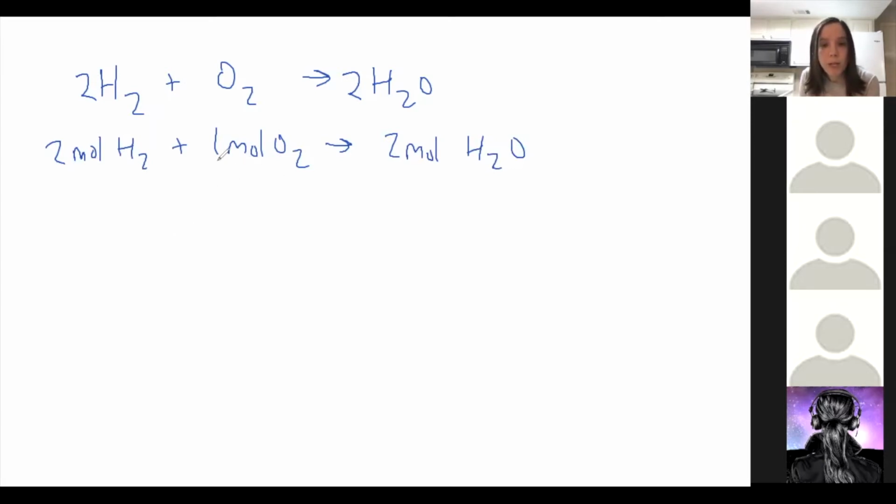We can also relate these as ratios. And what we can say is that for every 2 moles of H2, we need 1 mole of O2. So for every 2 moles of H2, we need 1 mole of O2. That's what's called a molar ratio.